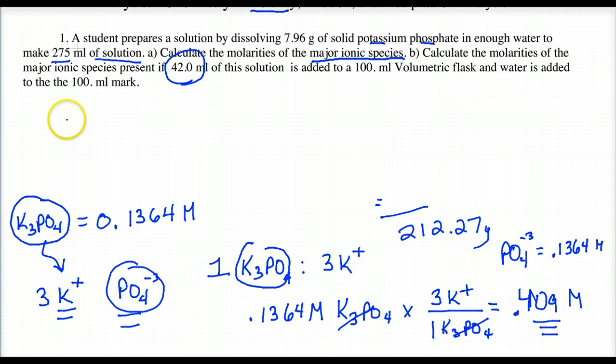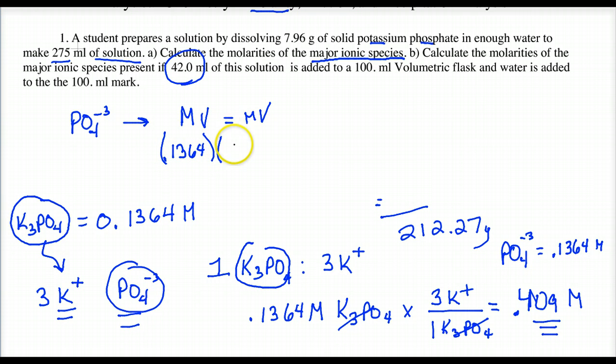So I'm going to take my phosphate ion, PO4 3-, and we're just going to look at it. We know that there's one phosphate per formula unit, so the concentrations are the same, and I'm going to use M1V1 equals M2V2. And the molarity of the phosphate ion is the same as the original, so 0.1364 molar times the volume. We're going to have 42 milliliters of it.